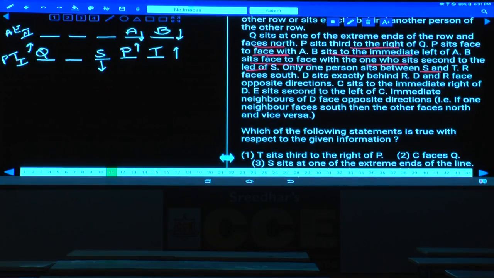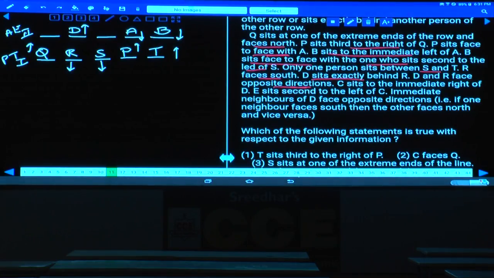One person between S and T, R faces south. As R faces south, R will be at this place. Now this R is facing towards south. And D sits exactly behind R. As D sits exactly behind R, D will be here. D and R face opposite directions. R is facing towards south and this D is facing towards north, because D and R face opposite directions.